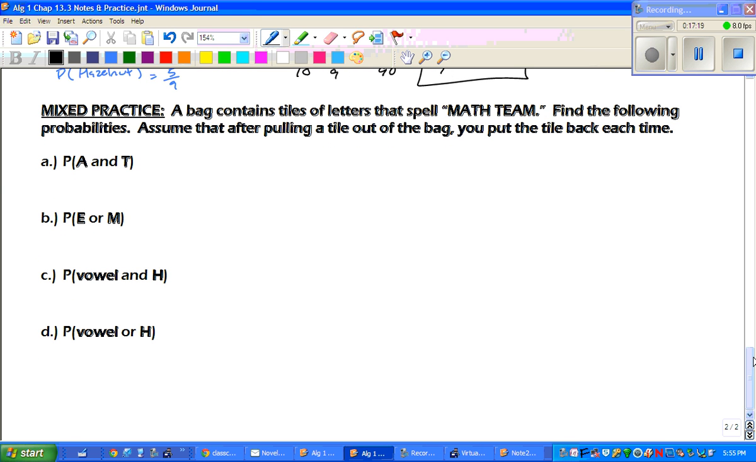All right, mixed problems. A bag contains tiles of letters that spell math team. Find the following probability. Assume that after pulling a tile out of the bag each time, they put it back. So it's not like that last time. Once you grab one, you put the tile back. Now, what we're going to have you do, these ones by yourself, just make sure that you see which ones say and and which ones say or. Because with and you multiply and with or you add. I want you to pause the video and try each one of these. Good luck.